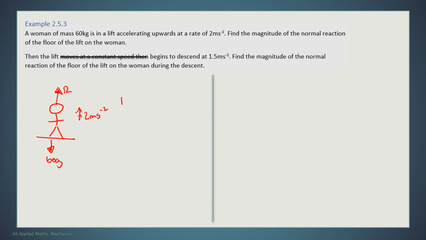The force in that direction is R, take away any force against the motion, which is the person's weight, is equal to mass times acceleration. So when we calculate that, remember g is 9.8, so I get 708 newtons, but because I have used 9.8, I'm going to give that to two significant figures.